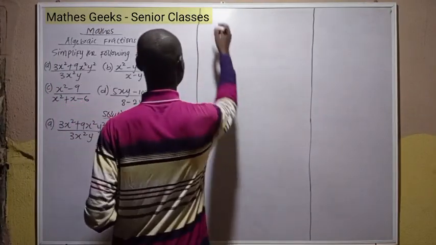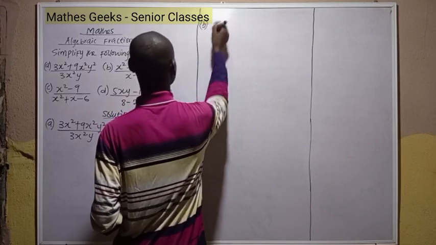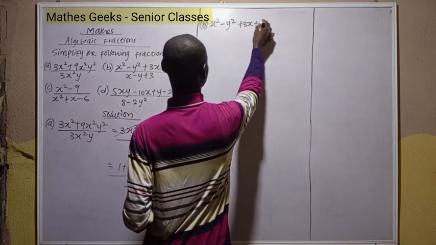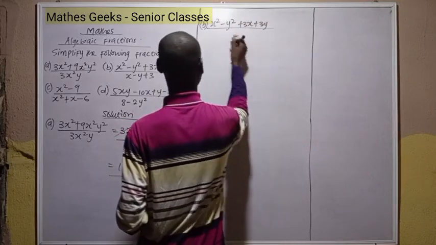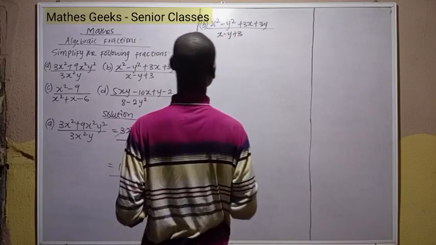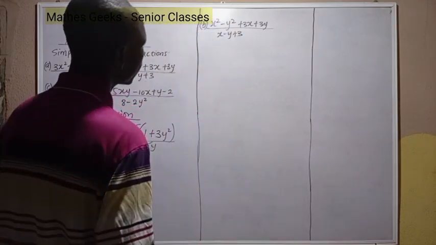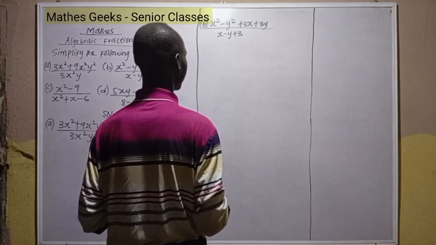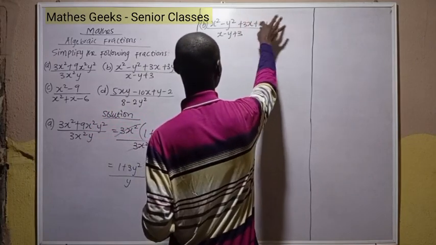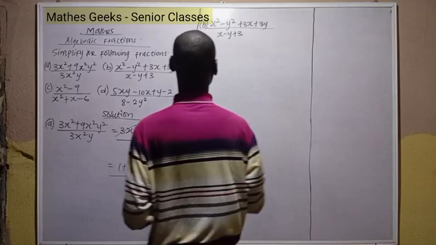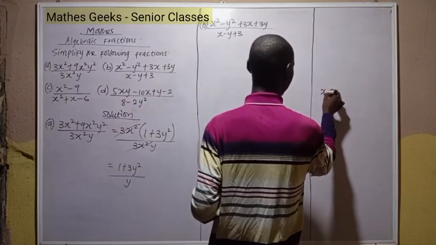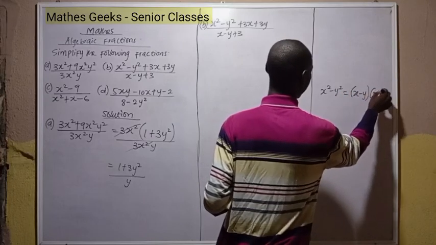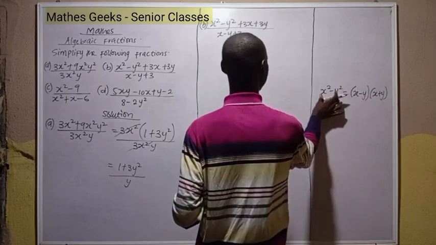Then the B part. B says x squared minus y squared plus 3x plus 3y over x minus y plus 3. If you look at this critically, you observe that this first part is difference of two squares. So let's simplify that. And also we're going to factorize this part, 3x plus 3y. Difference of two squares, you know x squared minus y squared is also equal to x minus y and x plus y. So we put this in place of this here.